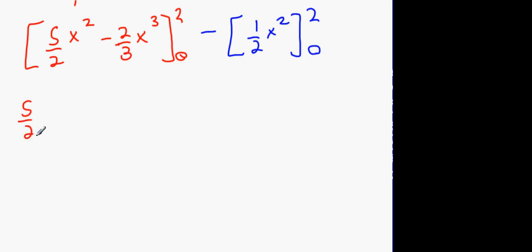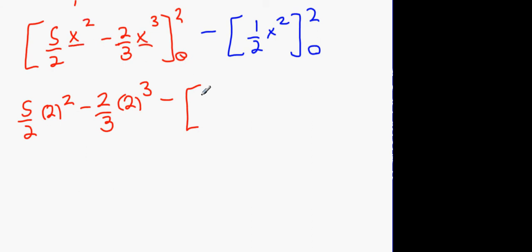So it's going to be 5 over 2 times 2 squared, minus 2 over 3 times 2 cubed, minus the second limit. What do we know about the second limit automatically? It's going to be 0, because there's an x in everything. So you don't have to really worry about the first part. 14 over 3. You got 14 over 3. Perfect.